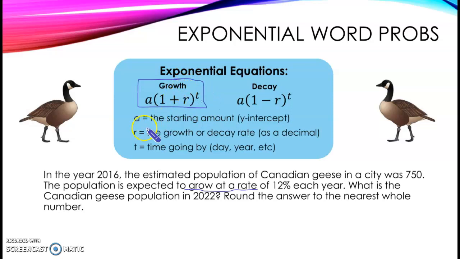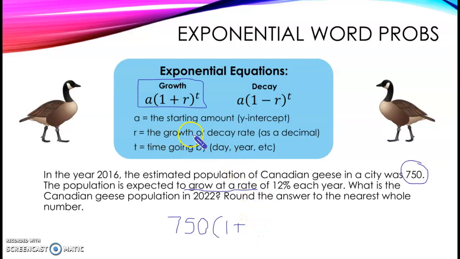So let's find all of our three values. A is the starting amount. From the word problem, how much did we start with? We started with 750, so I'm going to plug that in for A. I'll just write that to start. And then next we have 1 plus our rate. I'm just going to write the 1 plus so far.